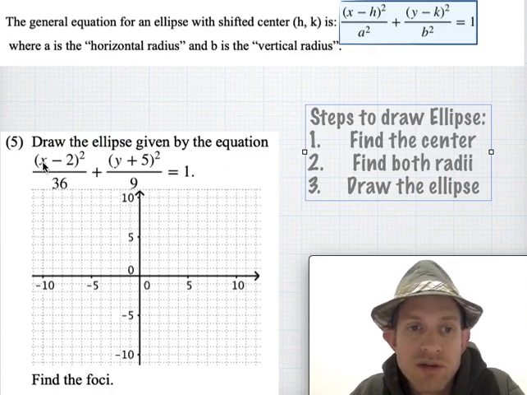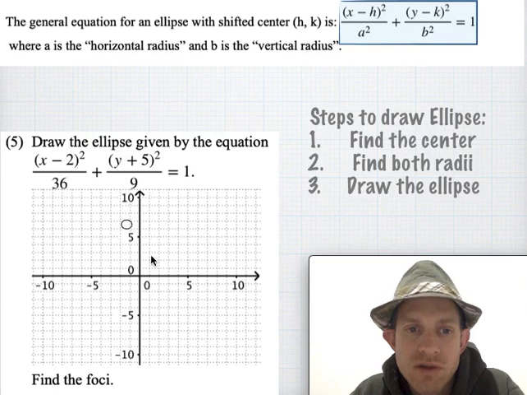First thing I'm going to notice is that x minus 2, if x was a 2, that would make this a 0. And y, if y was a negative 5, that would make this a 0. And so that means the center of our ellipse is going to be 2 for x and negative 5 for y. And so that puts us about down here.